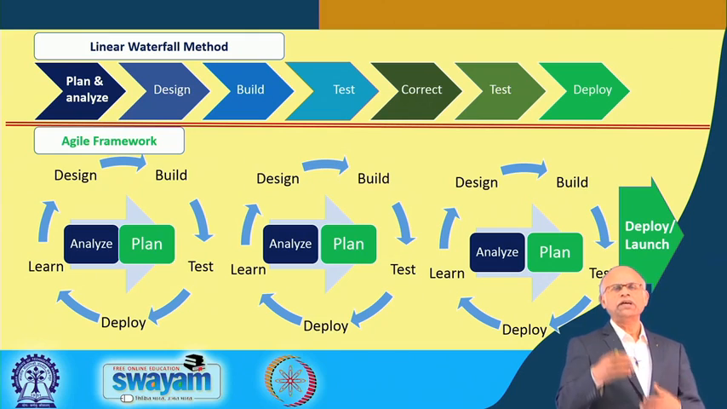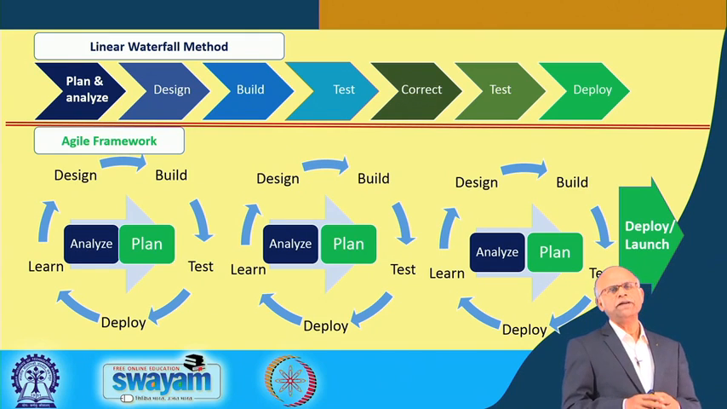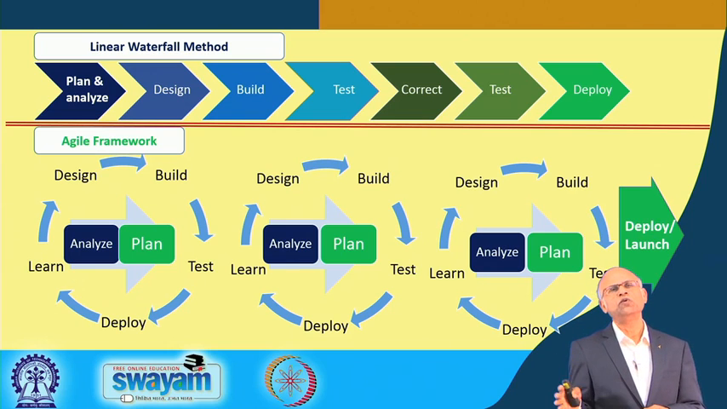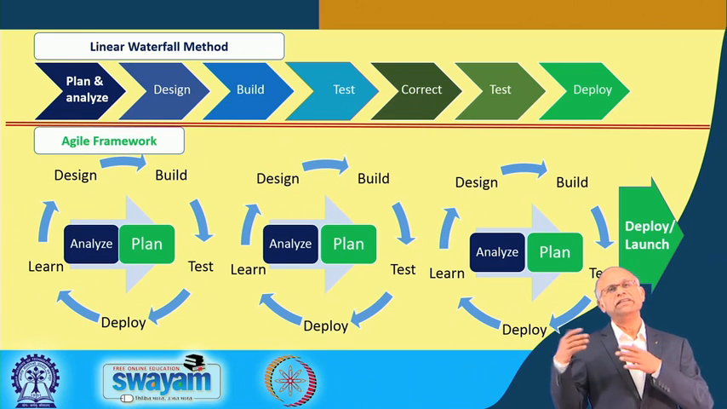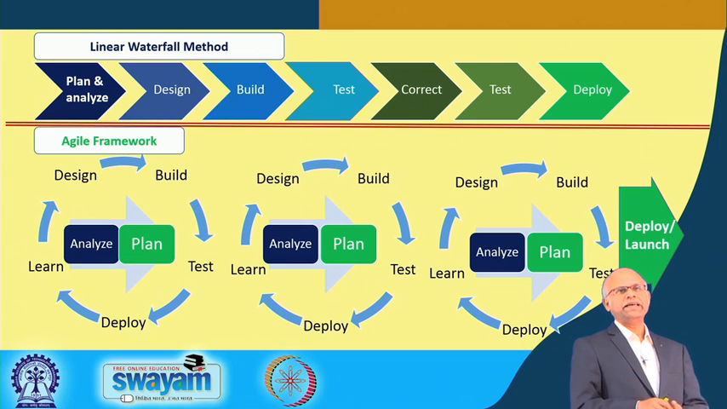This shows, juxtaposed, the two side by side. On the top is the linear waterfall model, where step by step you move forward: you plan, analyze, then design, then build, then test within your own factory, then any correction necessary you correct, test, then deploy. Whereas agile moves in cycles.